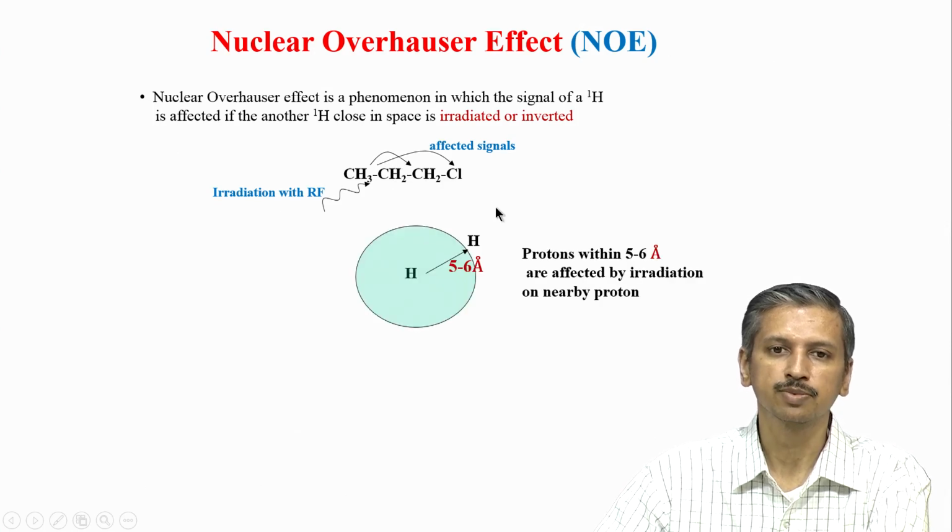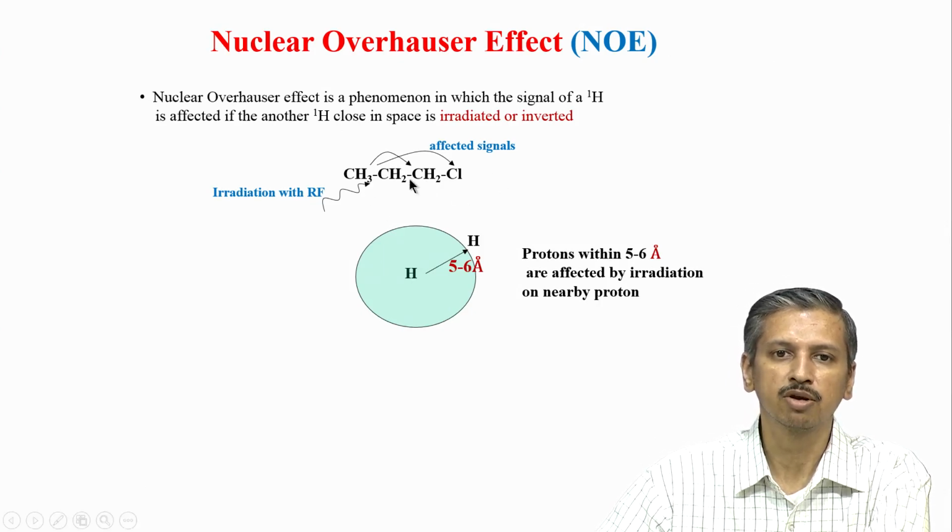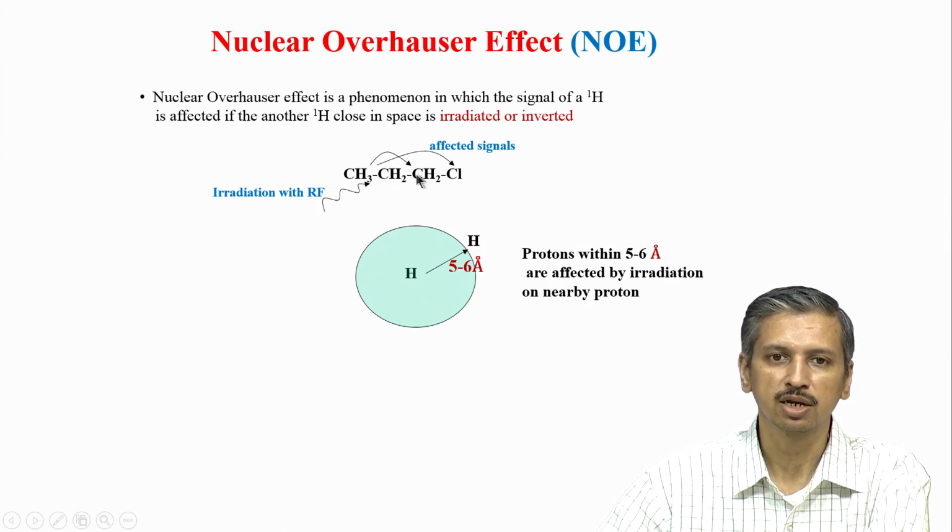So, the irradiation zone, as I mentioned, that is how far away two protons should be so that they affect each other, is 5 to 6 angstrom. But remember, this proton and this proton are not 5 or 6 angstrom apart, it is maybe more than that. But because A is connected to B and B is close to C, there is an effect on A to C, like in TOCSY. So, there is a long range effect just because there is an intermediate hydrogen which carries the magnetization from A to B to C.